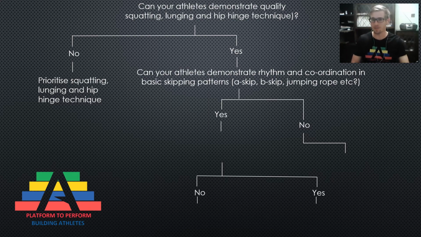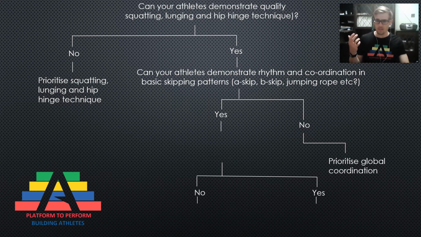If they can't demonstrate rhythm in these types of tasks, then we're prioritizing global coordination. So anything that's getting them to work at different speeds, maybe different tempos, and just increasing the stimulus to the central nervous system. There's several ways you can do this. You can, for example, play about with sound. You can play about with them responding to seeing something. You can give them a movement pattern and see how well they can copy it. And typically athletes who can see something and copy it straight away probably don't have problems with global coordination.